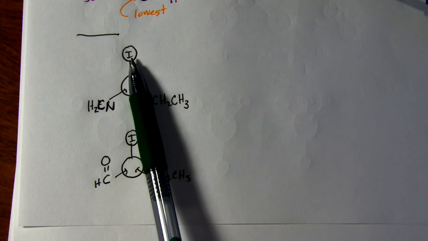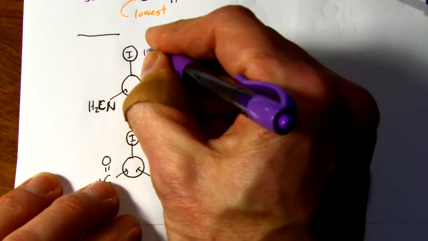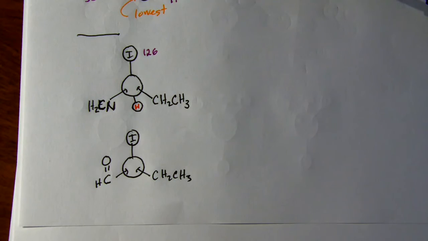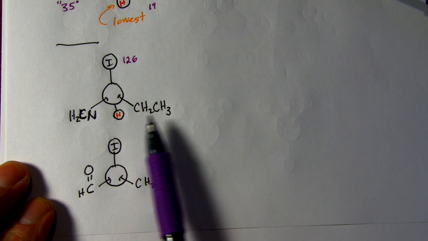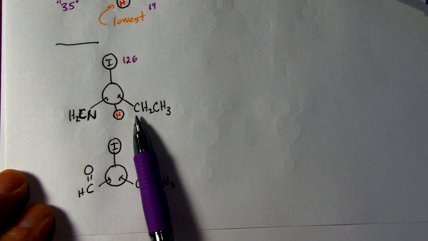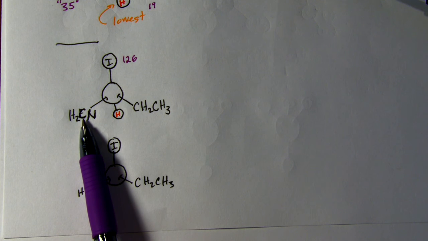And so now, yes, we have iodine. We know that's going to be 126. Okay? But here you have to be careful. If you do it wrong, you're going to do it by the weight of this whole structure, and that's not correct. We don't worry about the weight of CH2CH3. But the reason we have to make a choice is because we have a carbon here and a carbon here.